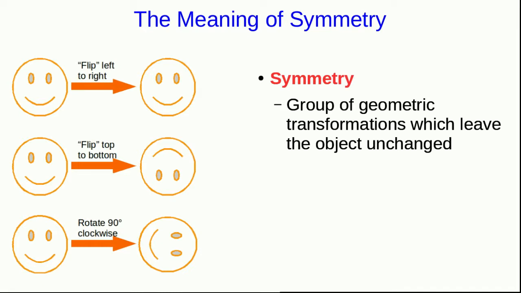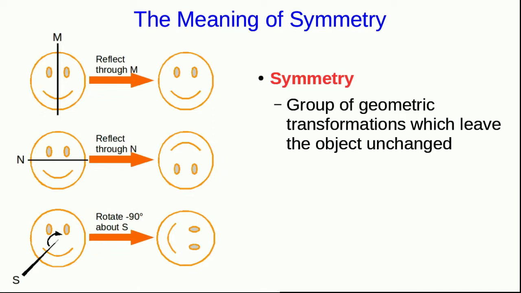On the other hand, if you flip it top to bottom, or if you rotate it 90 degrees clockwise, it doesn't look the same. And so those are not symmetries of the happy face. We talk more formally about these symmetries in terms of reflections and rotations. So we can reflect the happy face through a mirror line M, and it will be symmetric under that transformation, but it is not symmetric under a reflection through this other mirror line N, or symmetric under rotations about this axis S, which is perpendicular to the screen.